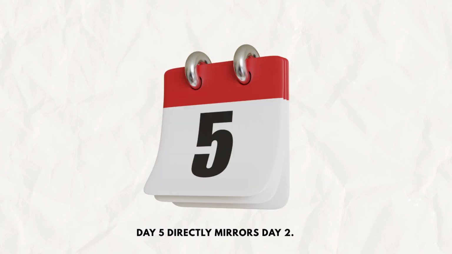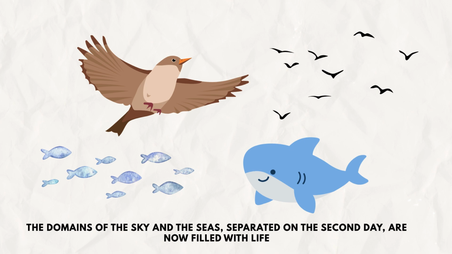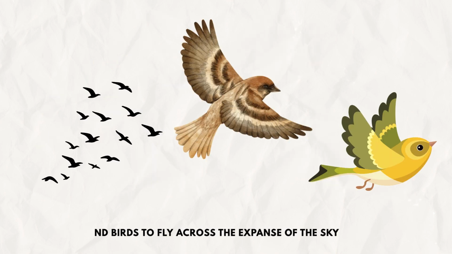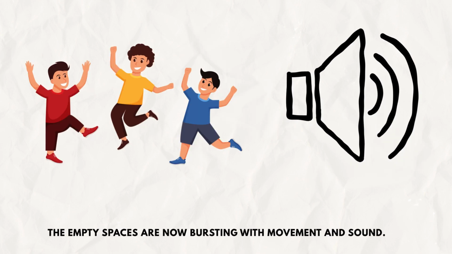Day 5 directly mirrors day 2. The domains of the sky and the seas, separated on the second day, are now filled with life. God creates fish and great sea creatures to teem in the waters, and birds to fly across the expanse of the sky. The empty spaces are now bursting with movement and sound.